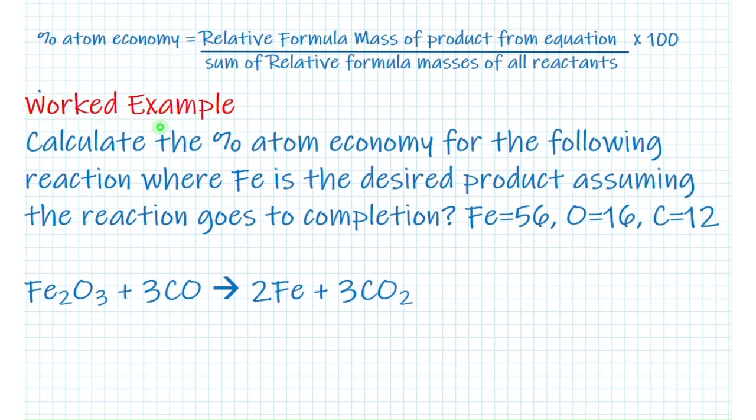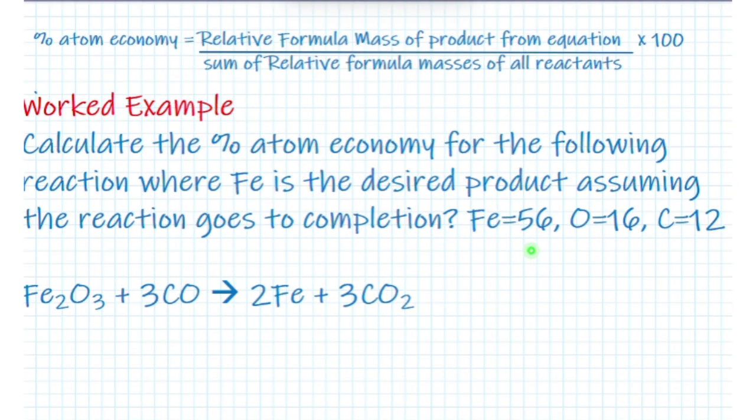Calculate the percentage atom economy for the following reaction where Fe, iron, is the desired product, assuming the reaction goes to completion. You've got the ARs for Fe, 56, O, 16, C, 12. And you've got a balanced equation: Fe2O3 plus 3CO goes to 2Fe plus 3CO2. Pause the video and see if you can work out the atom economy for this example.